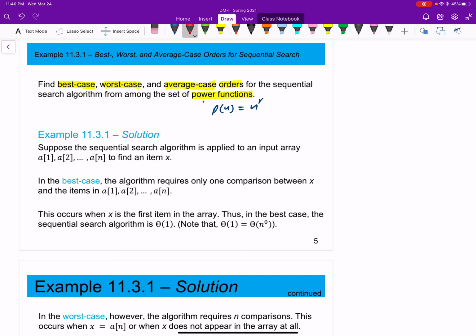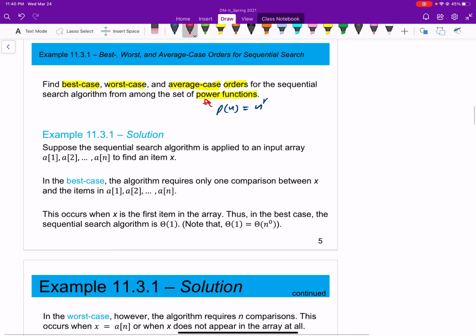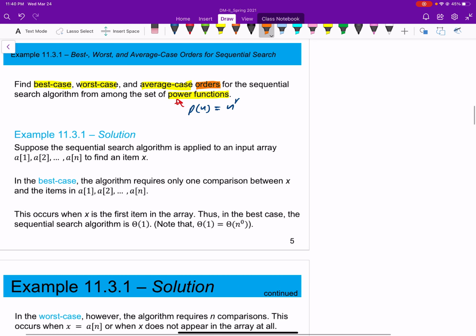These are power functions. You have to use power functions to compute the orders. That's special. You have to find orders. When I say orders, you know there are 3 order notations that we already discussed.